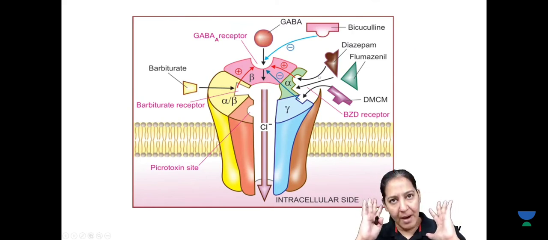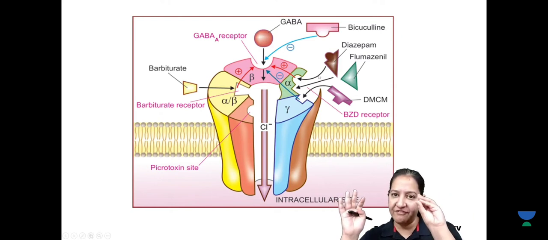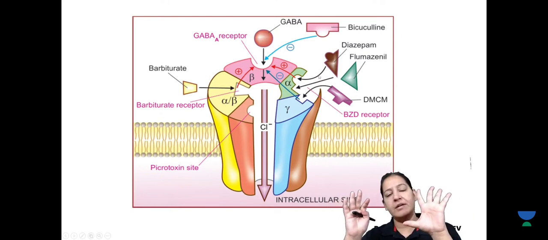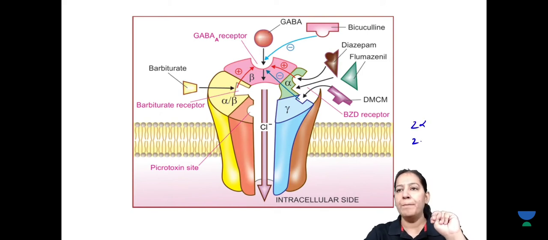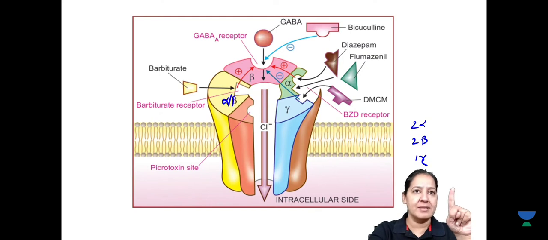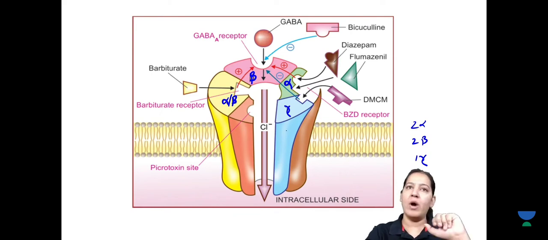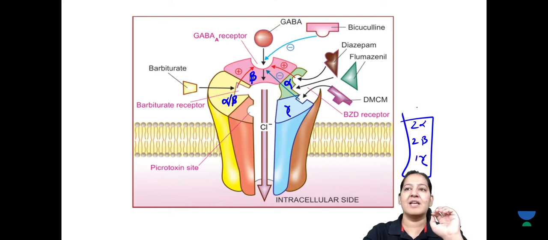On the GABA neuron, the GABA receptor has five different parts. Two alpha, two beta, and one gamma. One alpha-beta junction is this. One alpha is this, one beta is this, one gamma is this. So total two alpha, two beta, and one gamma. This is known as the GABA receptor.